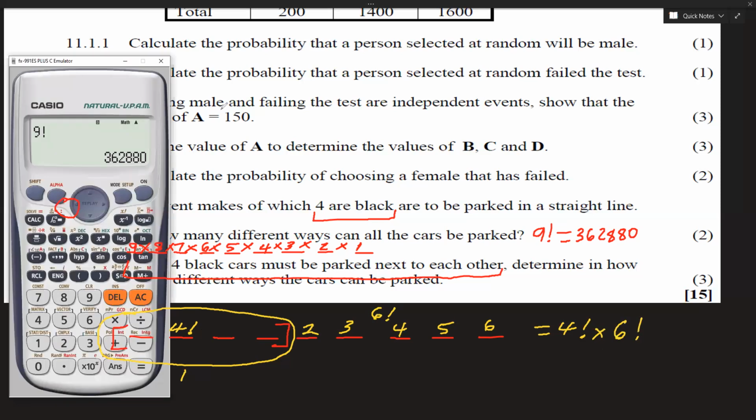Let's quickly check how much that is. Okay, so I have factorial 4 multiplied by 6 factorial. That gives me 17280, right? So the answer is 17280. And that's it about this question.